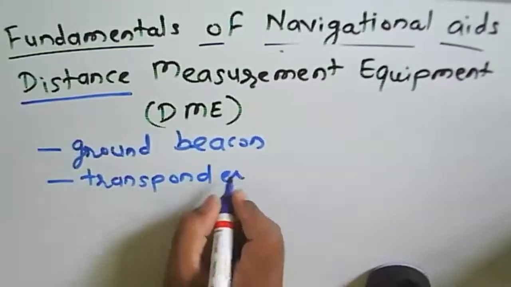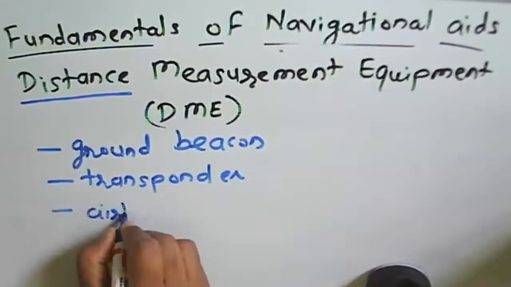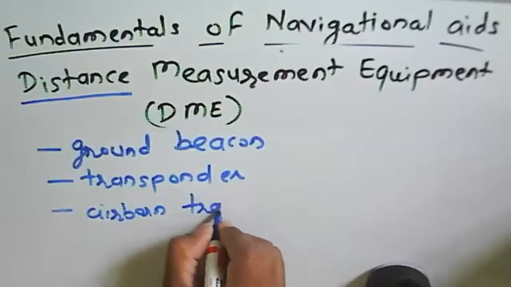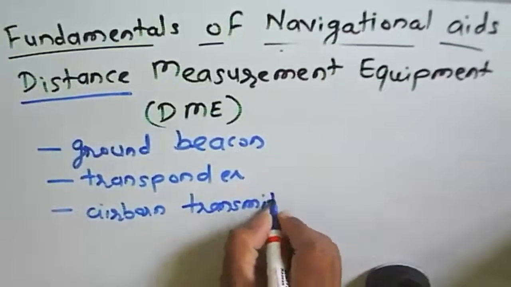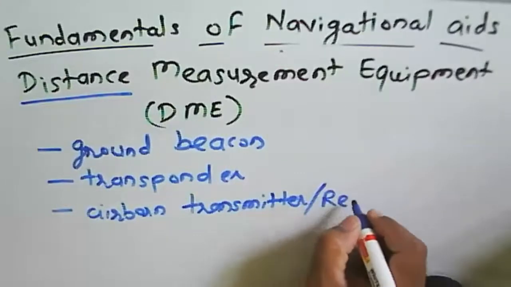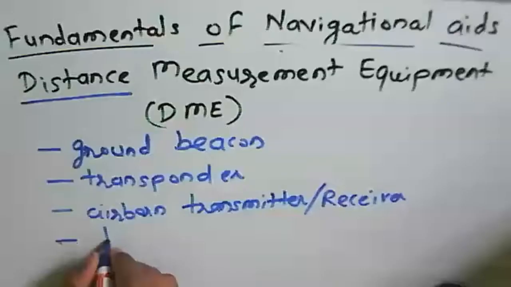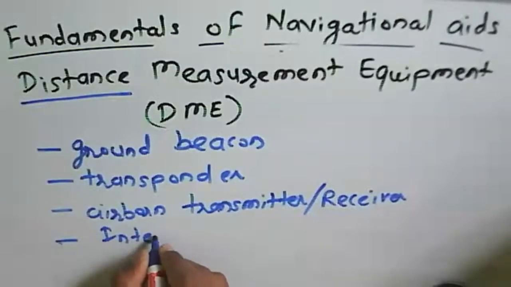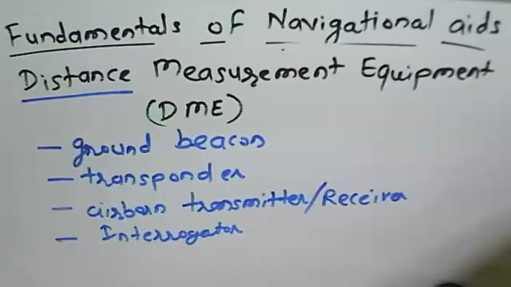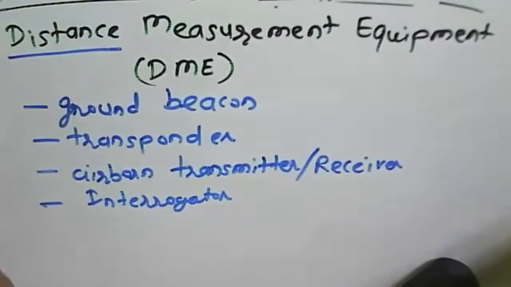Then we can consider the airborne transmitter, which is useful for transmitting and receiving signals, and then an interrogator. So these are the components of this distance measurement equipment.